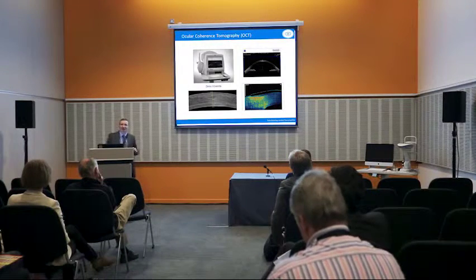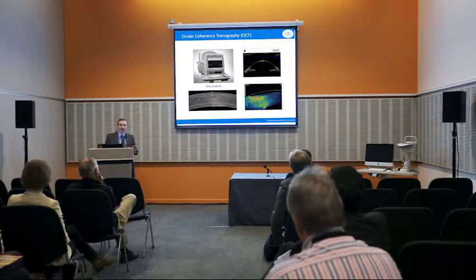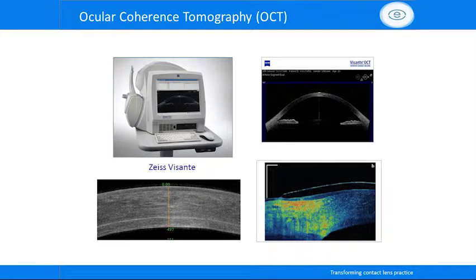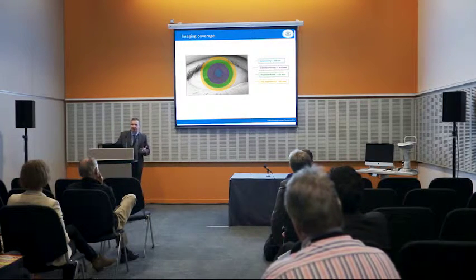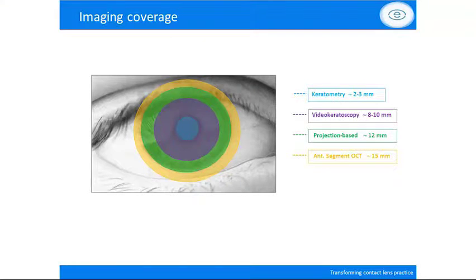But the great disadvantage of these, of course, is that you can only take one scan in one meridian at one time. Whereas with an instrument like the ESP, it actually images the eye 360 degrees around the eye simultaneously. So the ASOCT is a great research tool, but actually very time-consuming and not terribly practical in practice. So just a quick review of those technologies.